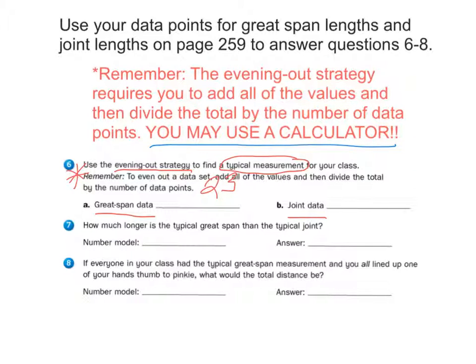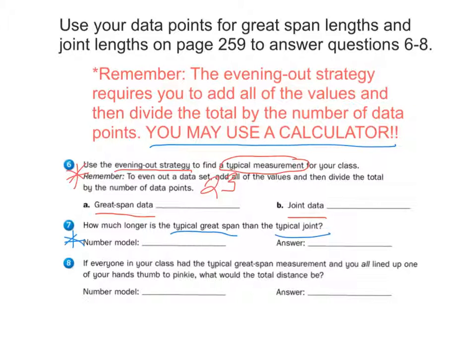Question 7 says, how much longer is the typical great span than the typical joint? So when you found out the answer to number 6, you need to do how much longer is the typical great span than the typical joint. So you need to have a number model, and then you need to have your answer. So remember, when it's asking how much longer something is, think about what operation you need to do.